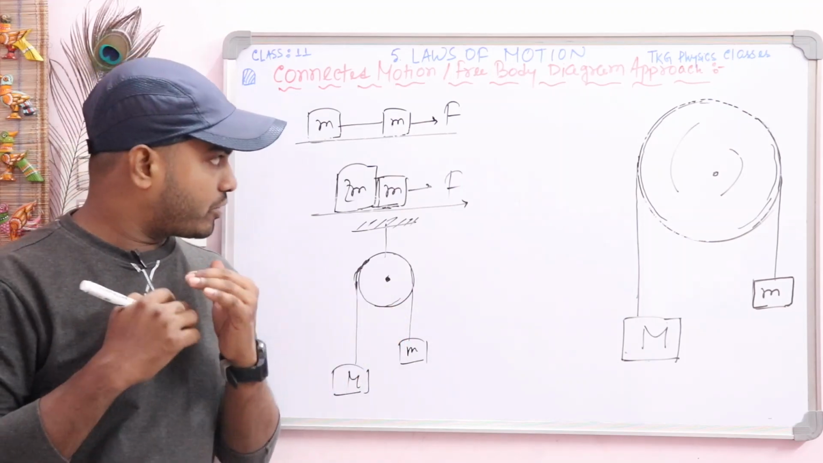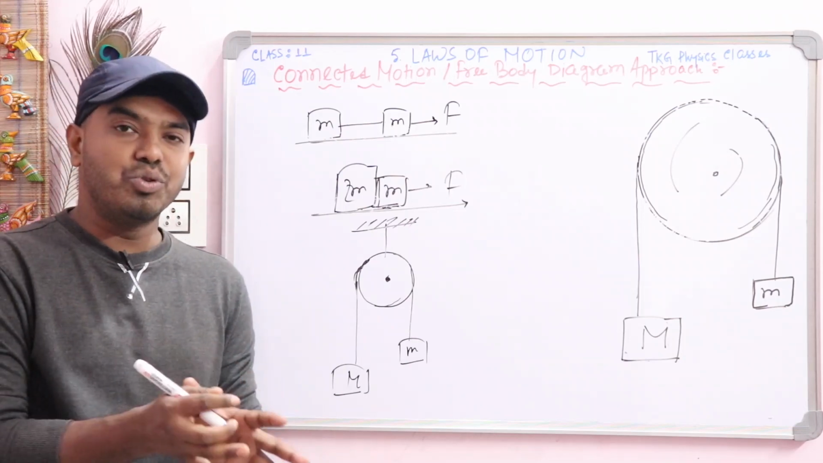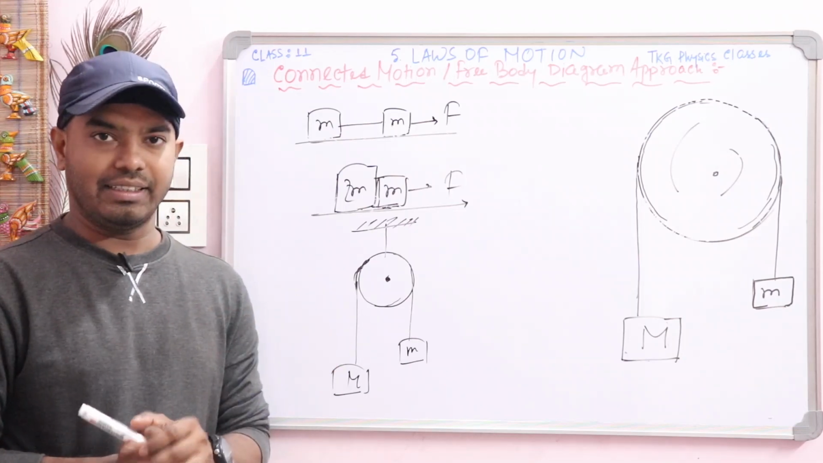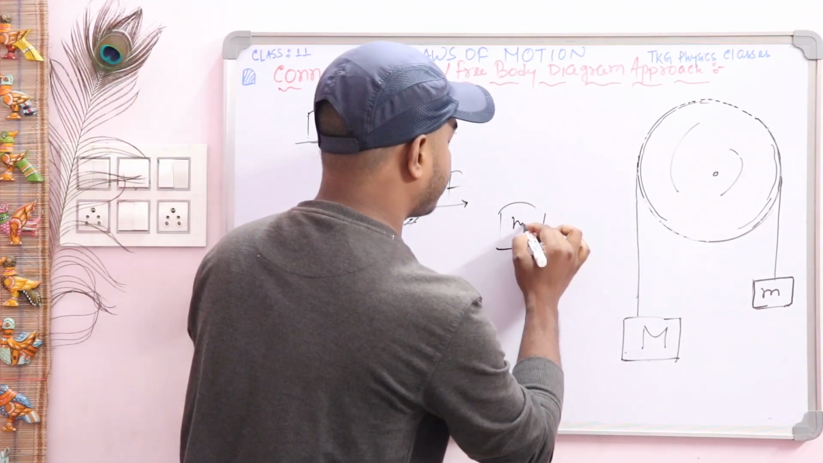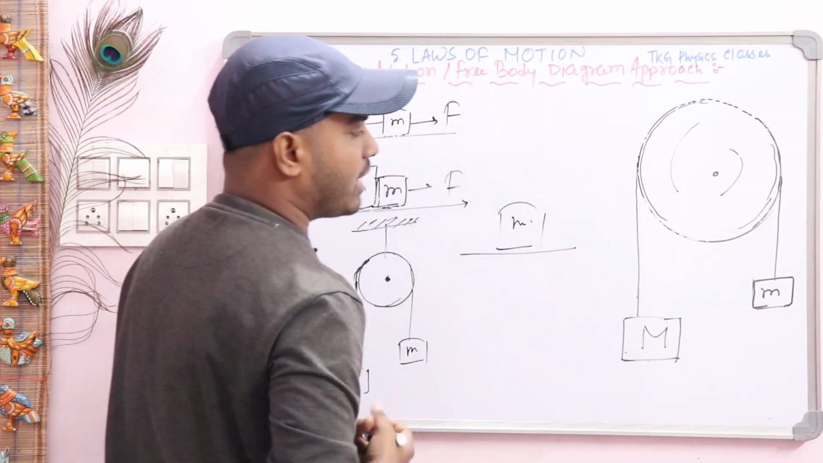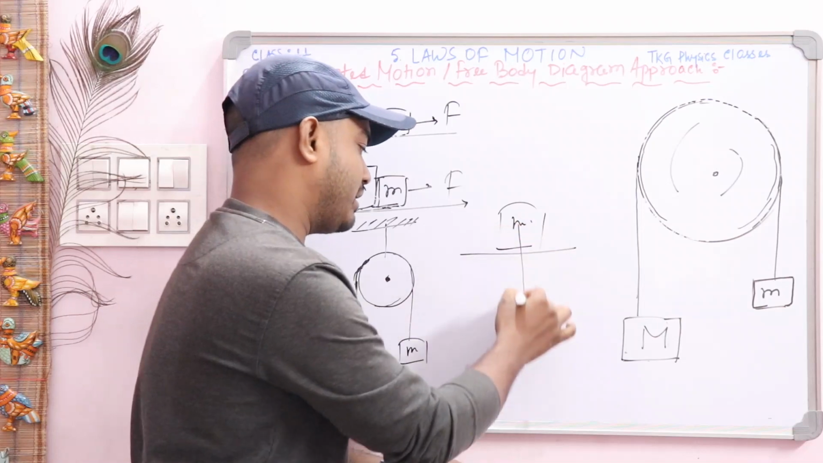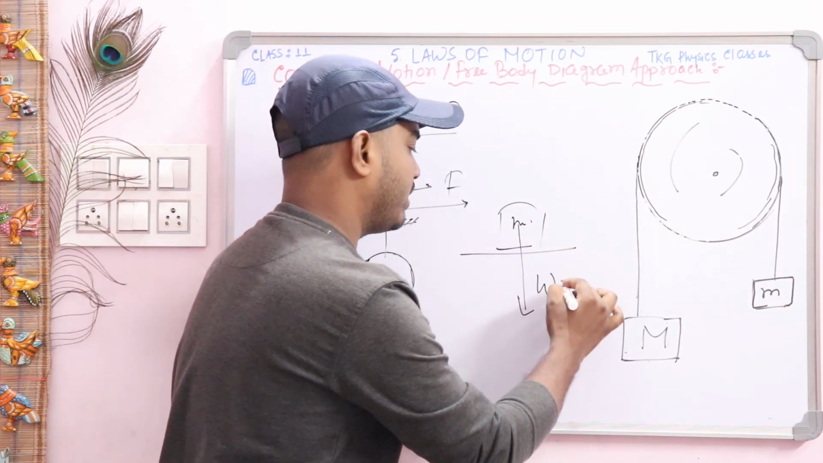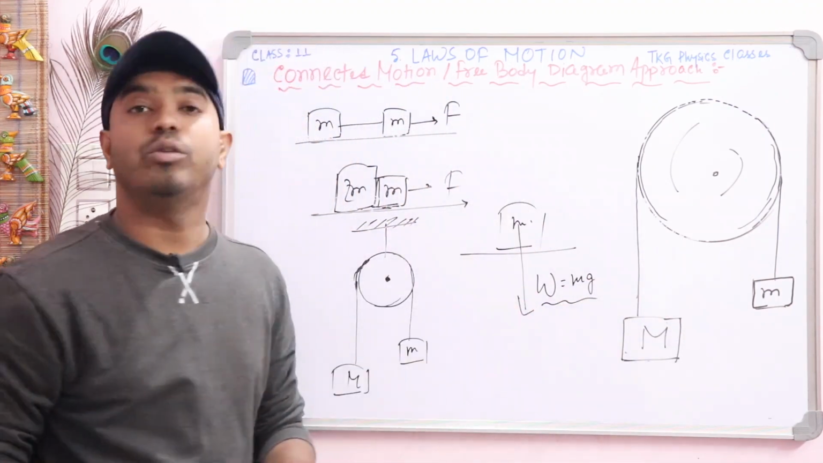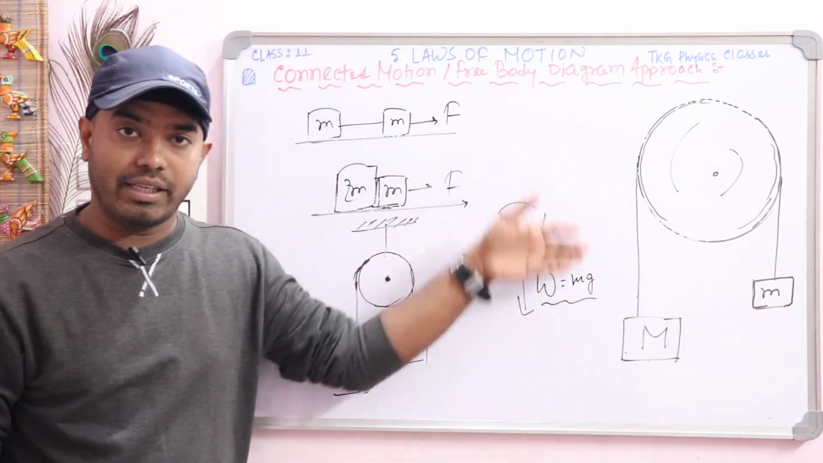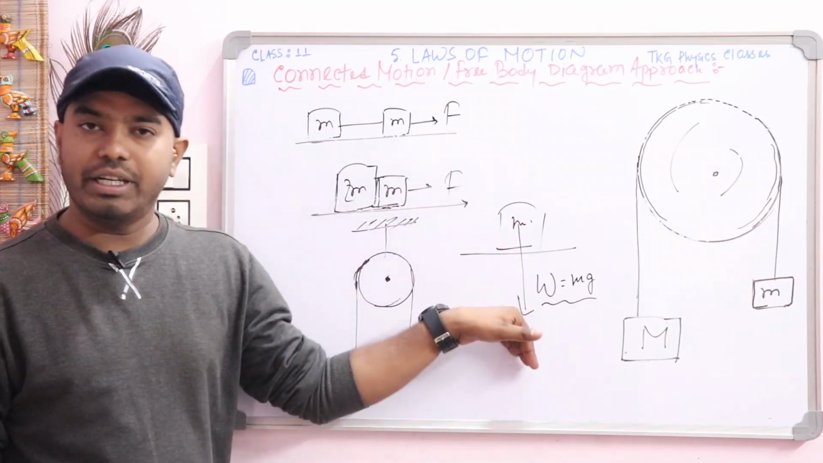Now the question is, for solving these types of problems, for solving connected motion, at first you have to know the basic thing. When a body of mass m is placed on a horizontal surface, you know the weight of the body is always directed vertically downward, and weight means mass into acceleration due to gravity, W = mg.